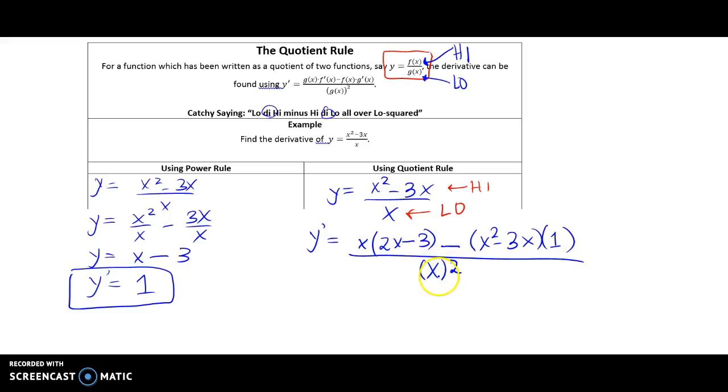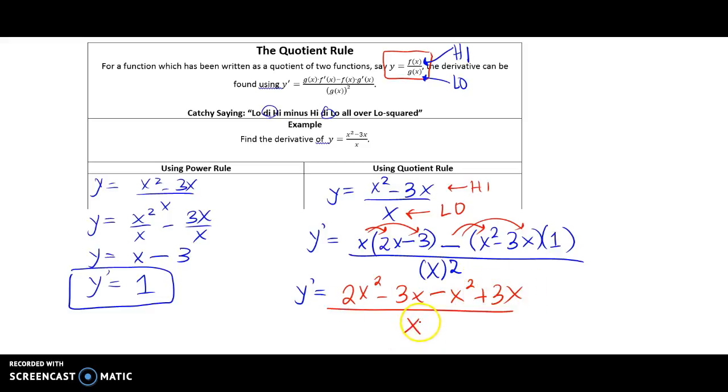low squared. When I do some math here, in particular a distribution on this first term, I get 2x squared minus 3x. I distribute here the negative sign. I get a minus x squared plus 3x all over x squared. Some cool stuff happens. You can probably see it. The 3x's are gone. So this becomes 2x squared minus x squared. That's just x squared. I've got an x squared on the bottom. What do you know? My answer is 1. Smiley face, because those are the same.